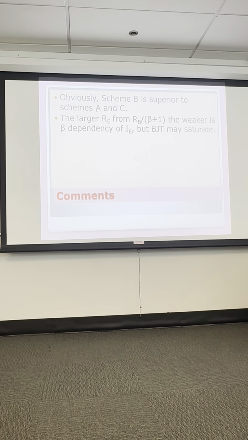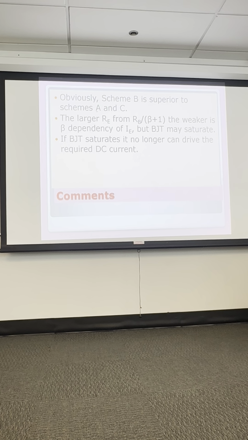The larger the RE from RV of the beta plus 1, the weaker is the beta dependency. Remember, we only tried two versions of RE and RV. That's why I was going to send you to take a spreadsheet and go through many versions and try to find an optimum combination for the circuit.